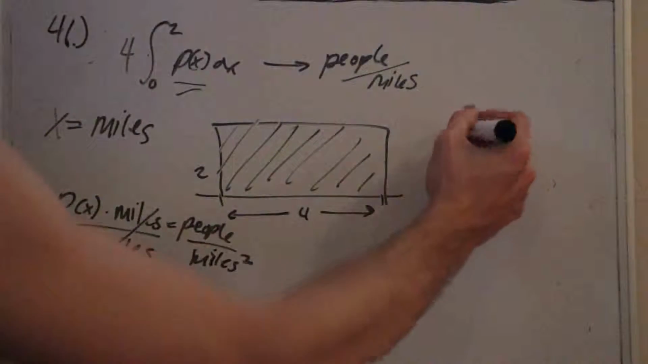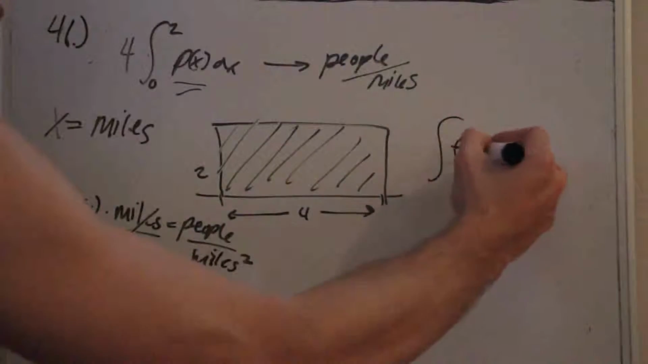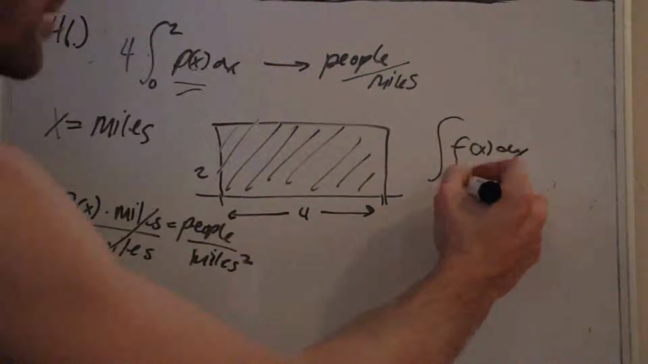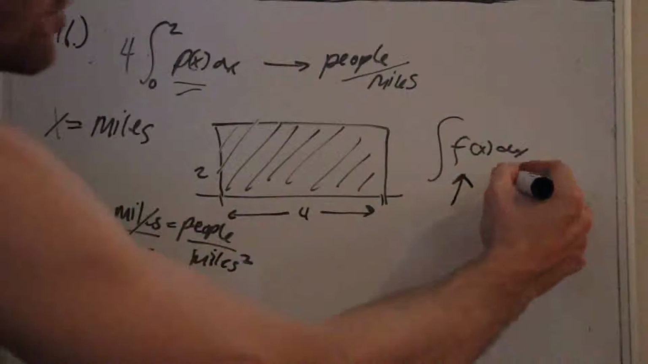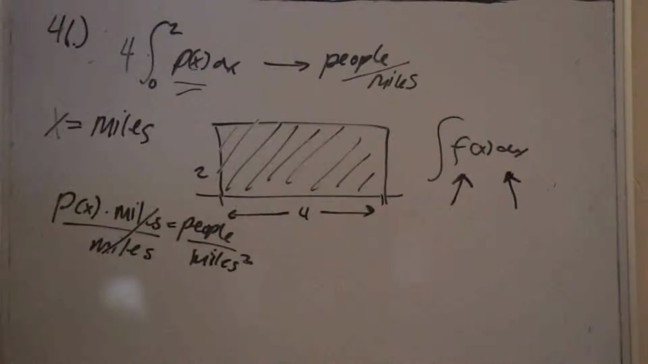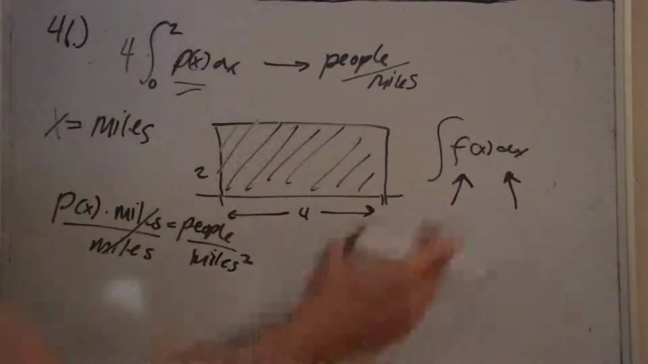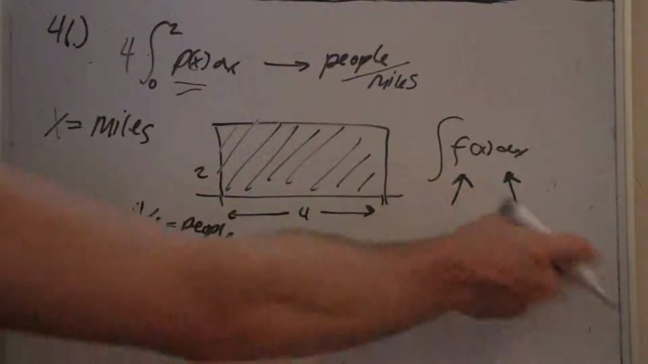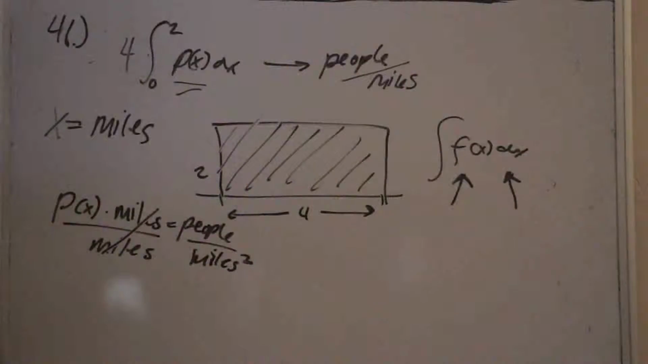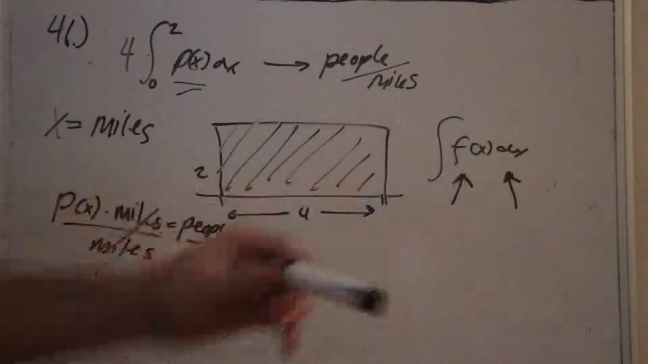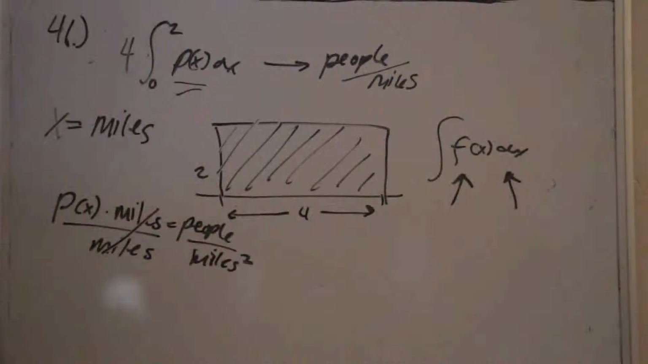Just to make it really clear, if I have the integral of f of x dx, the units of this integral will be the units of f of x times the units of dx, right? So if this is cows and this is feet, the integral will be cows times feet. Okay? End of story. The integral should always be the units of this times the units of this. That's the end of it.